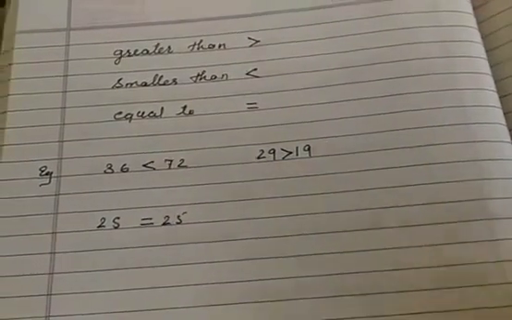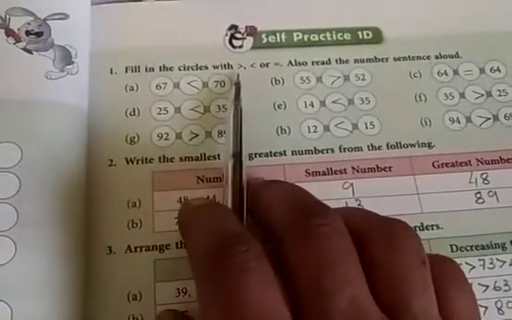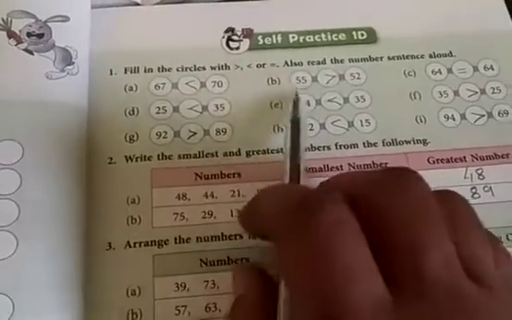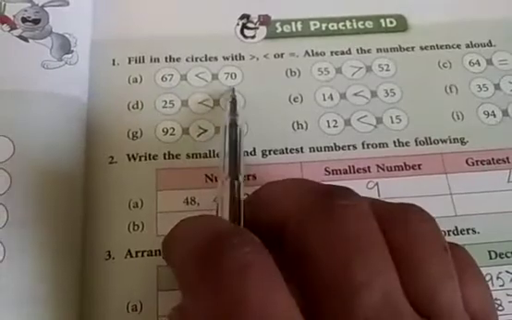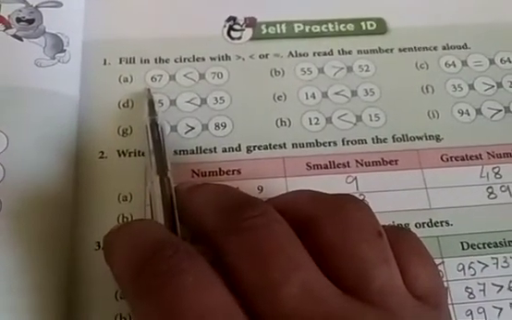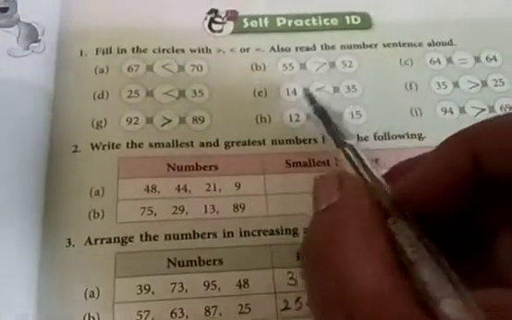We will do the exercise with this sign. Okay, exercise 1D, fill in the blanks with greater than, smaller than, or equal to. Okay, and also read the number sentence aloud. 67 and 70. 67 is smaller and 70 is greater, so 67 is smaller than 70.